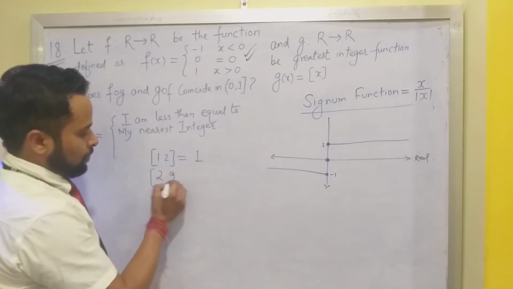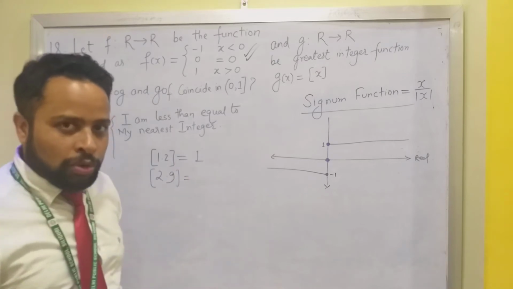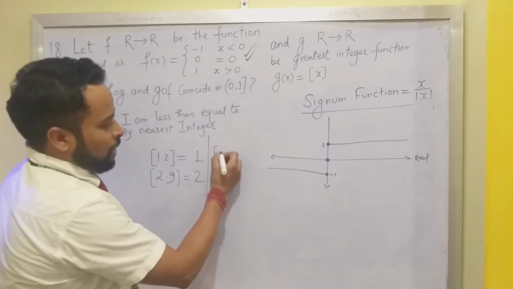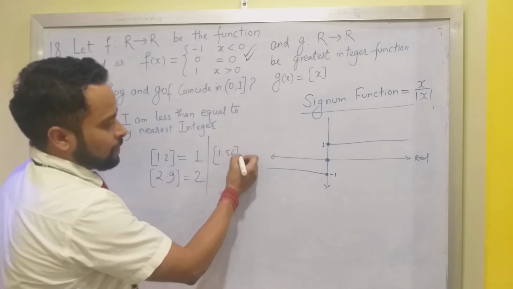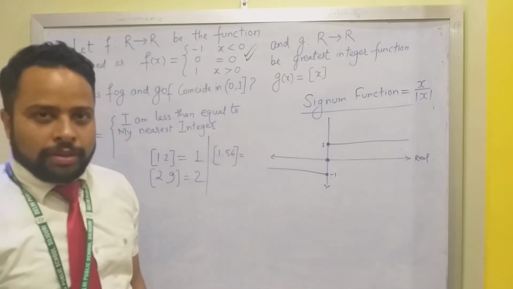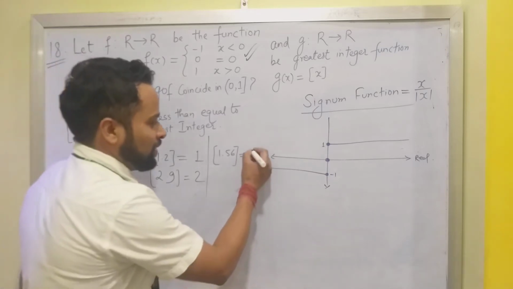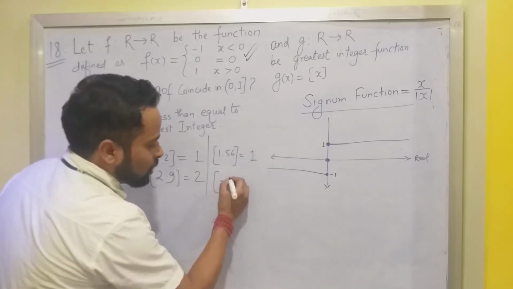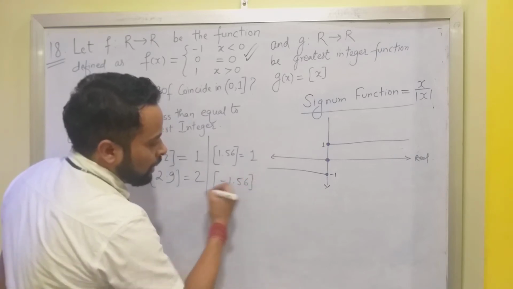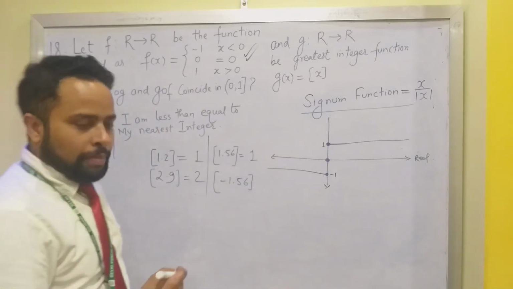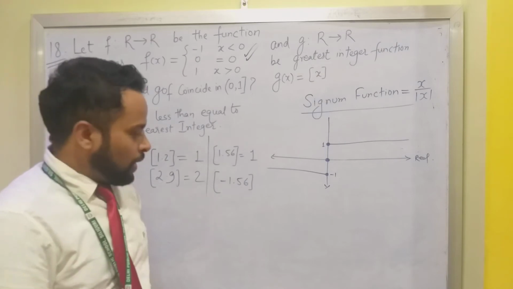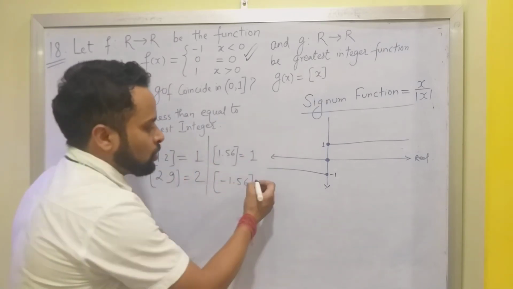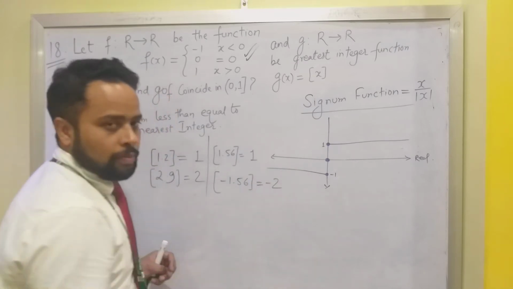2.9? You are saying 2, no? I understood. That's 2. Say 1.56. Greatest integer. Saying 2? No, it's 1. Correct. But what about minus 1.56? Minus 1 or minus 2? In the negative numbers, I have to make it less. So I'll go for minus 2.